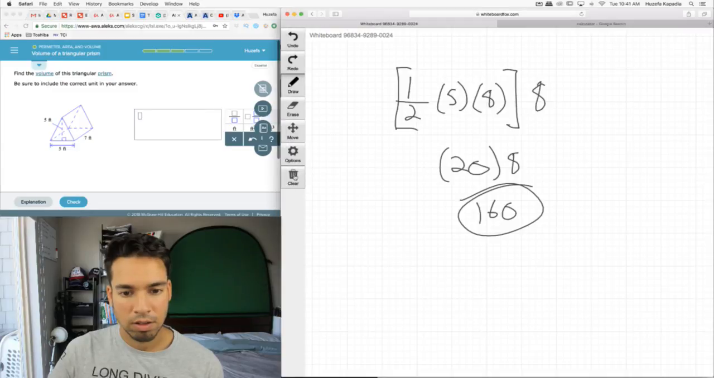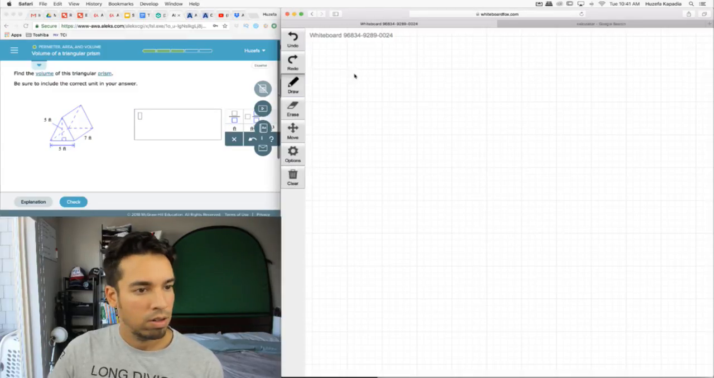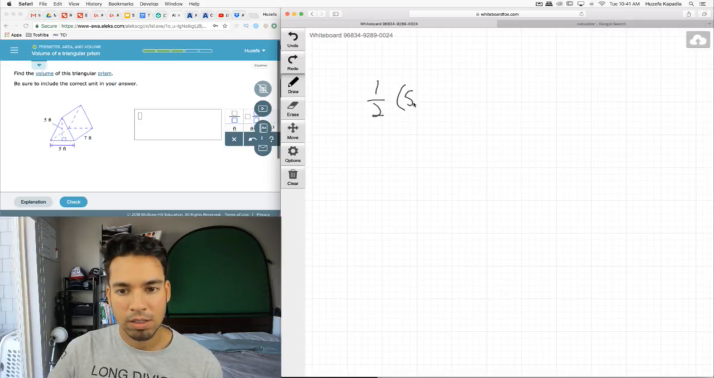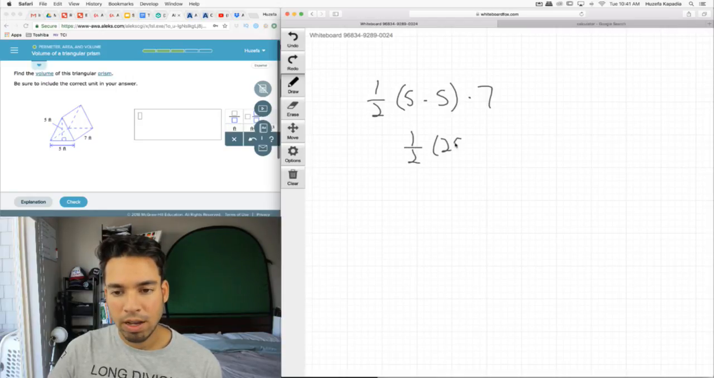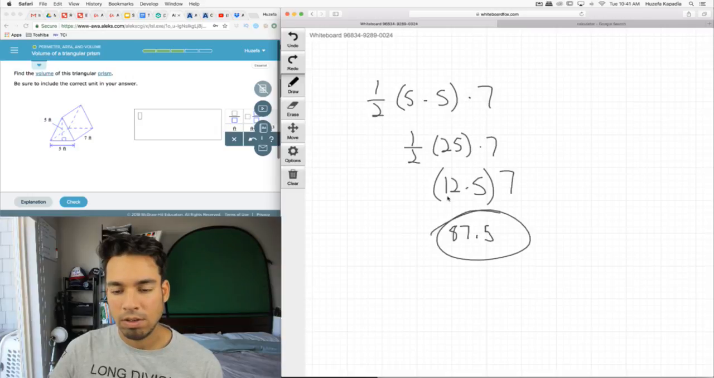Okay. Same deal. We've got this triangle that's being extended back. So 1/2 base times height, and then times 7, times that value there. So 1/2 of 25 times 7. 1/2 of 25 is 12.5 times 7. 7 times that is 84. Plus 3.5 is 87.5, right?